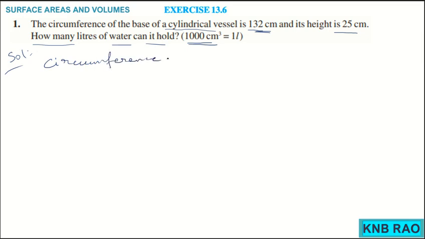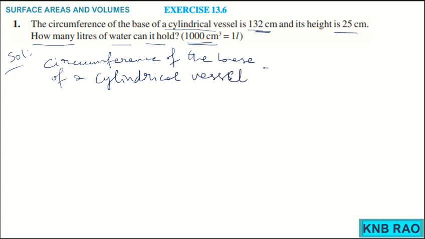circumference of the base of a cylinder, which is actually 2 pi r, because the base of a cylindrical vessel is circular in shape. So circumference of a circle is 2 pi r, which is equal to 132 centimeter.